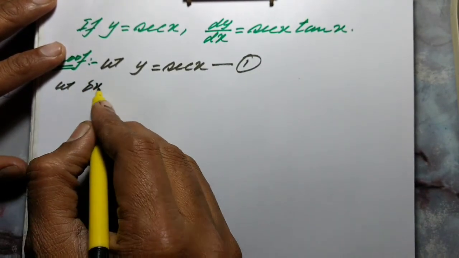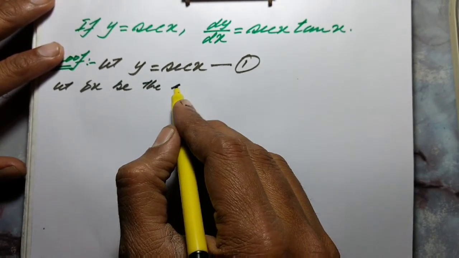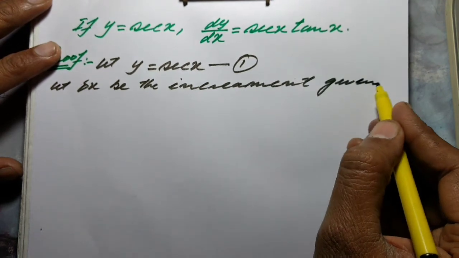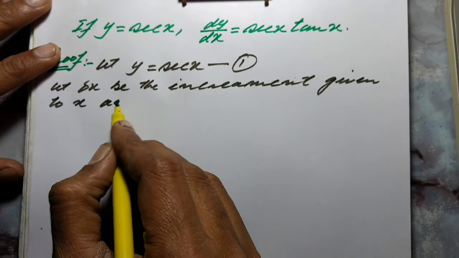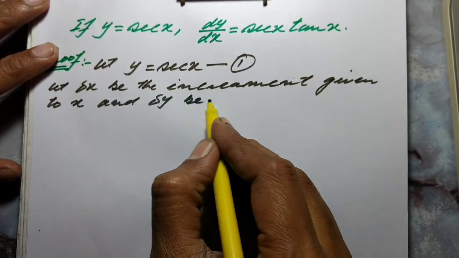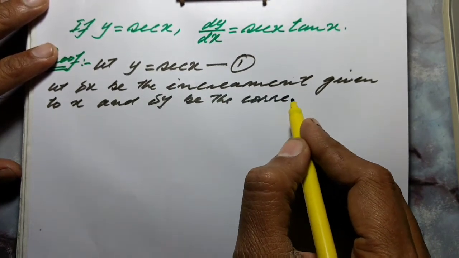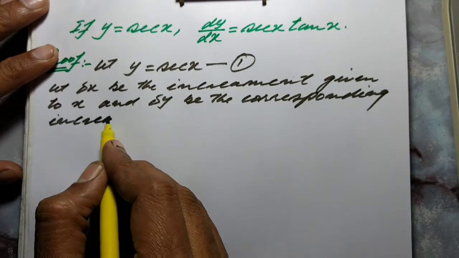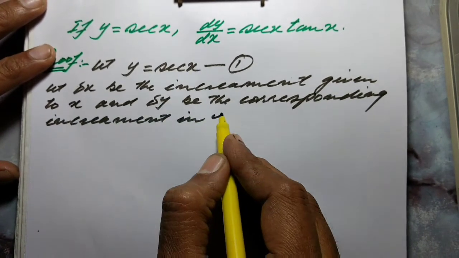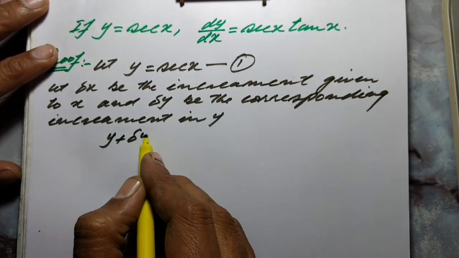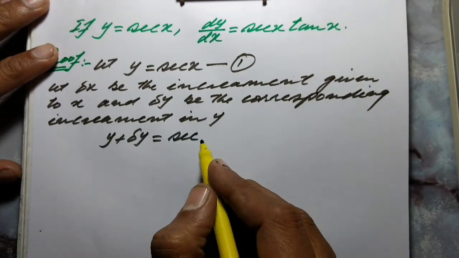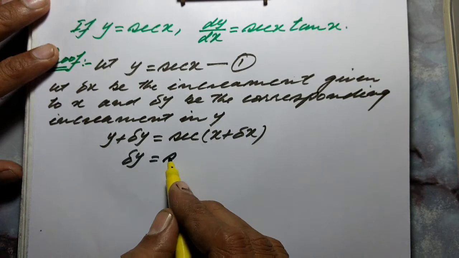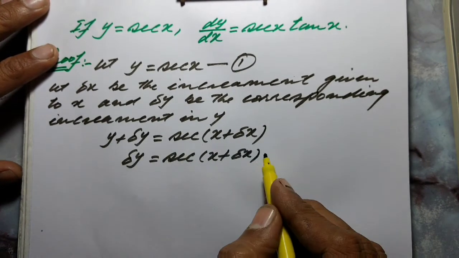Let delta x be the increment given to x and delta y be the corresponding increment in y. So equation number 1 becomes y plus delta y is equal to sec x plus delta x. Now transposing y to the right hand side, we have delta y is equal to sec x plus delta x minus y.